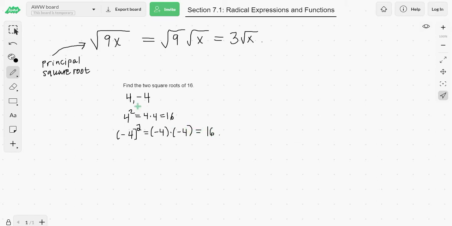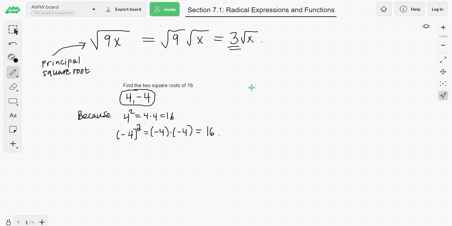So notice the difference. If we say something like find the 2 square roots, then we are talking about positive and negative solutions, not just positive ones. But if we say specifically we want the principal square root, then we only really consider the positive answer.